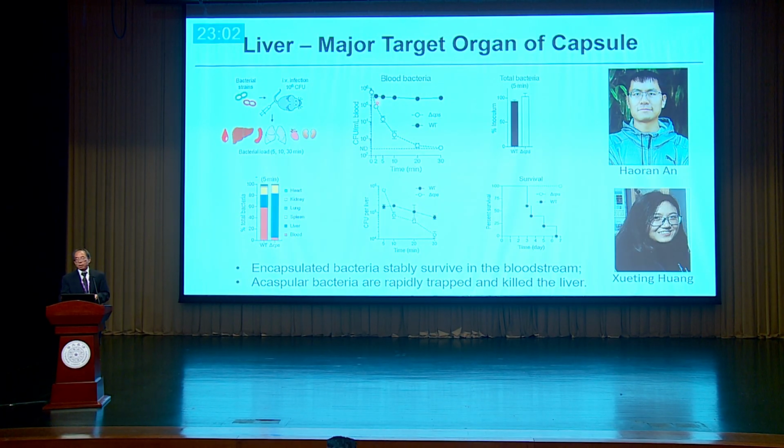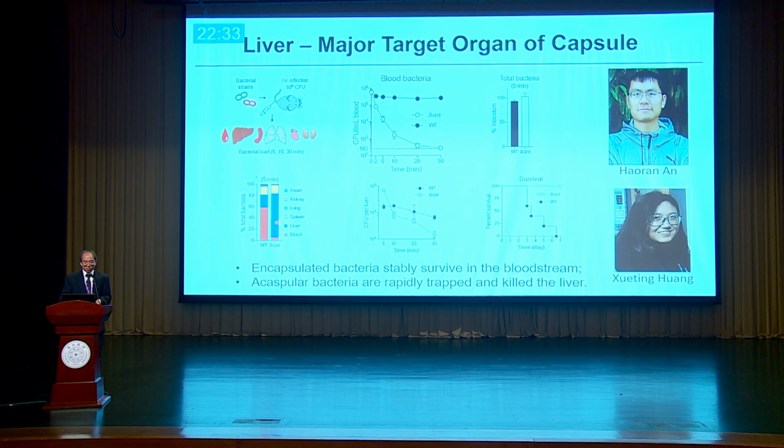Basically, you use IV inoculation of bacteria through a tail vein, and use retro-orbital bleeding to figure out in every single mouse how the bacteria disappear. Without capsule, the bacteria just disappear very quickly. With capsule, the bacteria sustain in the blood. So if you track where the bacteria go, without capsule, the bacteria will be trapped in the liver.